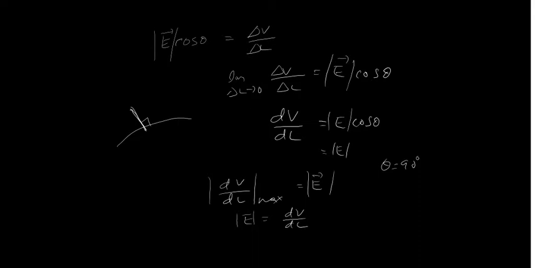So dV by dl is in this direction here, and E is in this direction, so they are perpendicular to each other. So what can we write about vector E?